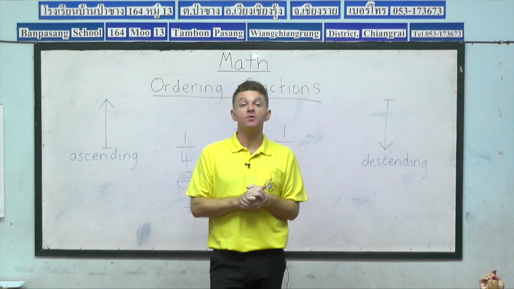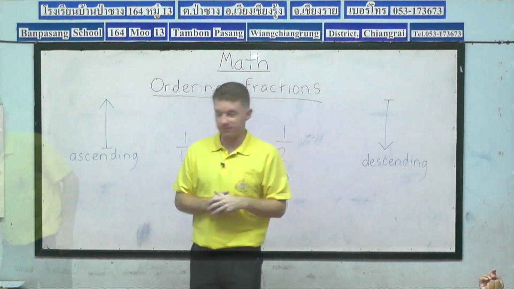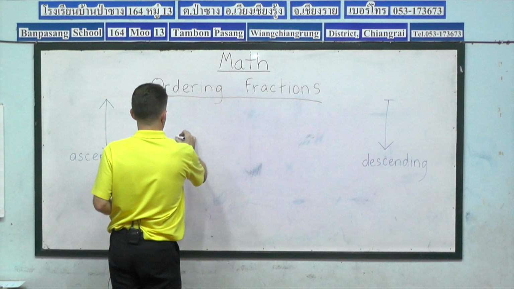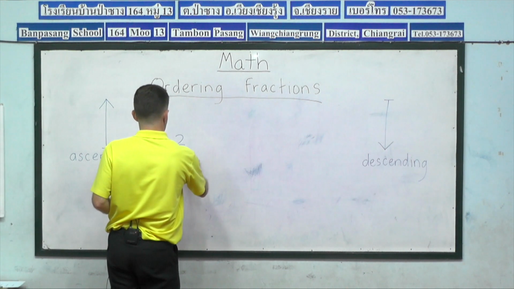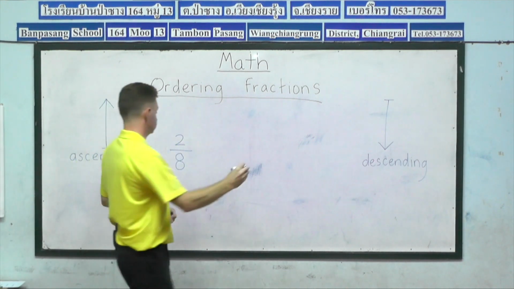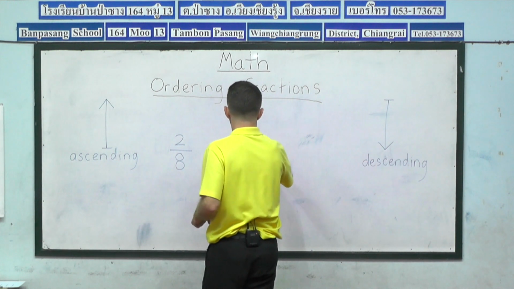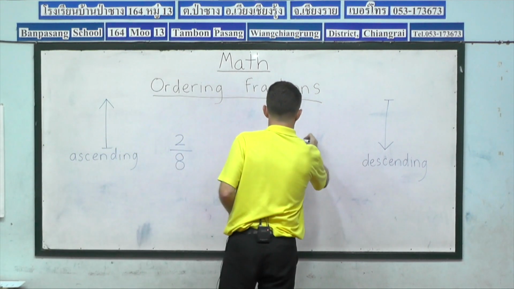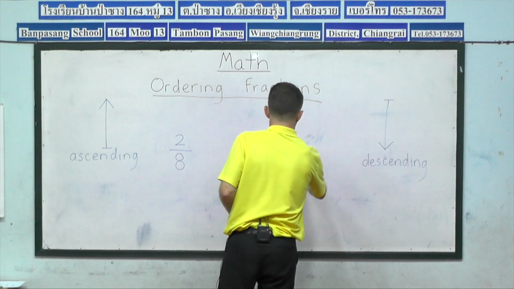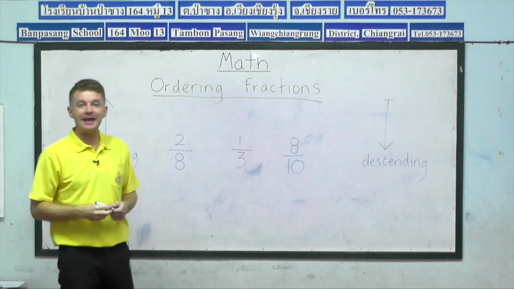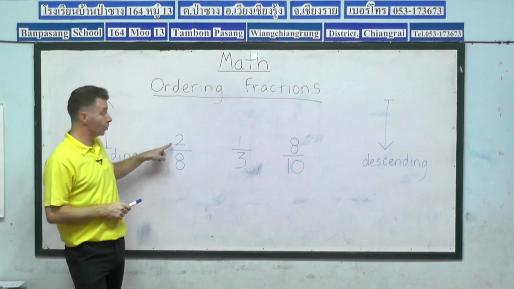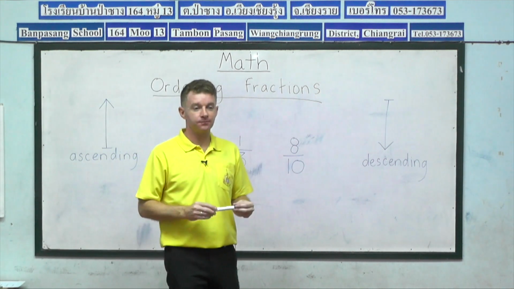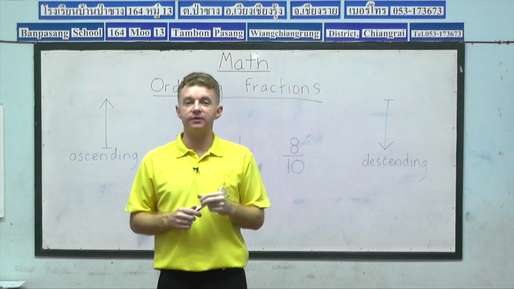So now we'll do it again with another student. But first of all, I need to clean the board. Now we need 3 more fractions. 2/8. 1/3. And this time, 8/10. So let's write them together. 2/8, 1/3, 8/10. So now I need a student to show how to put these into the correct order.